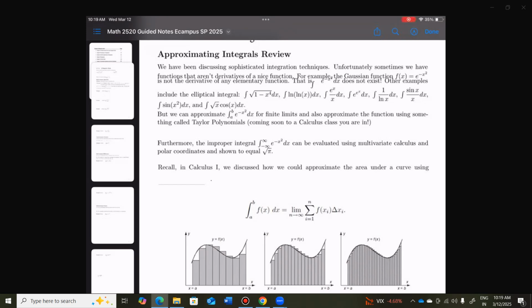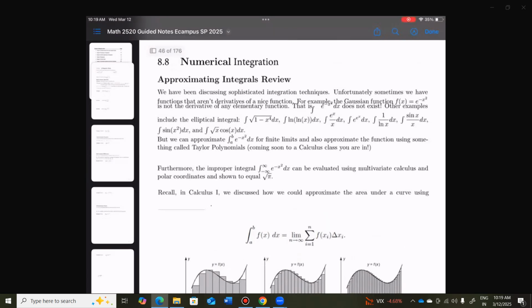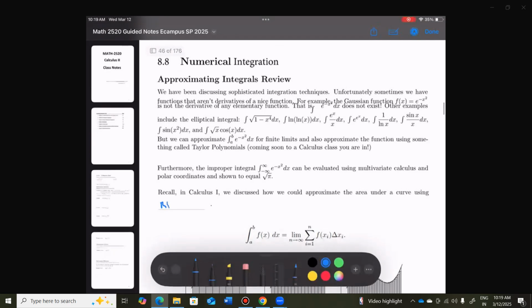Hi, this is Math 2520, and this video is over section 8.8, and we're going to look at numerical integration. You've seen something similar to this in Calculus 1. It's called Riemann sums. It's where you're using shapes to basically approximate the area of a curve. And so it should be a little bit of a reminder of some stuff you've seen.